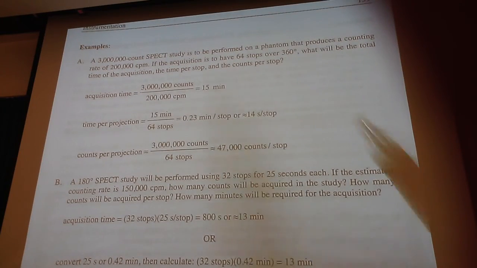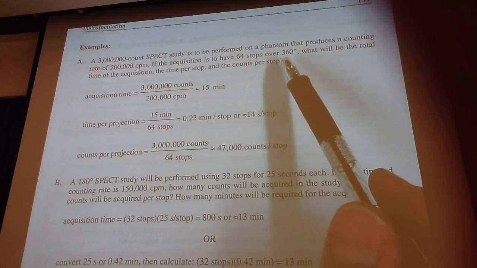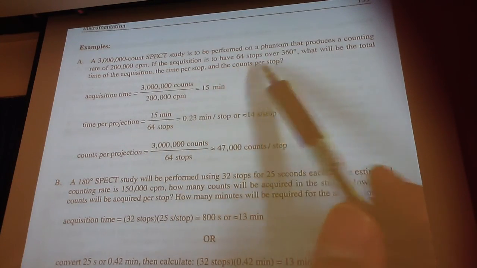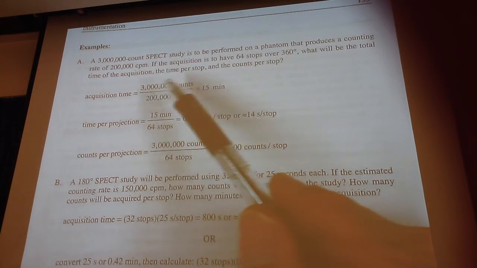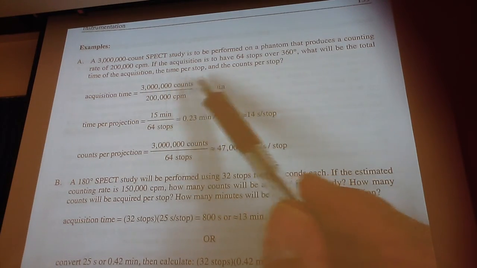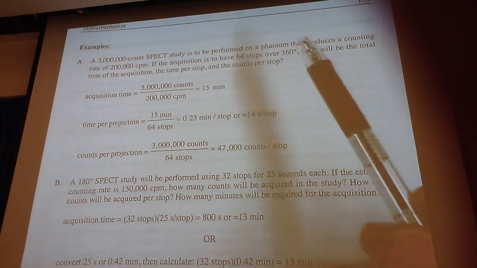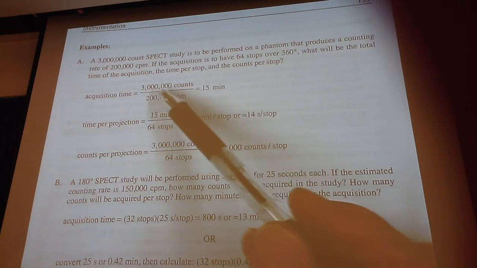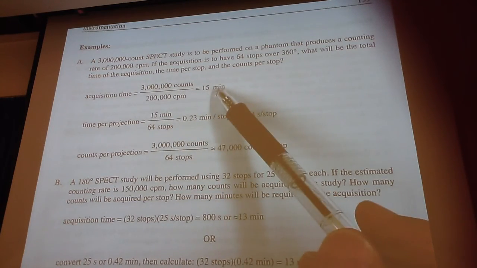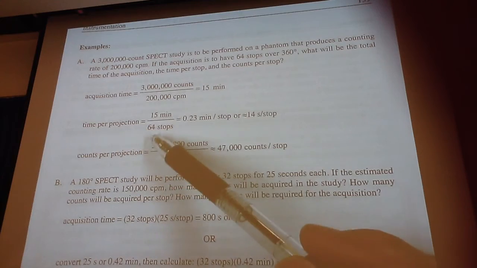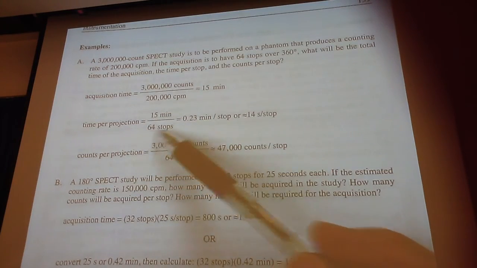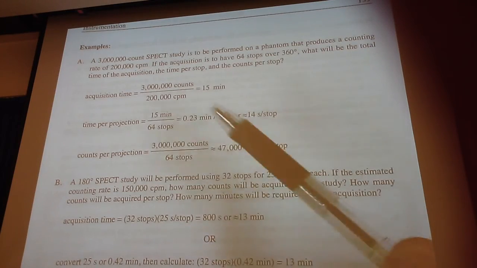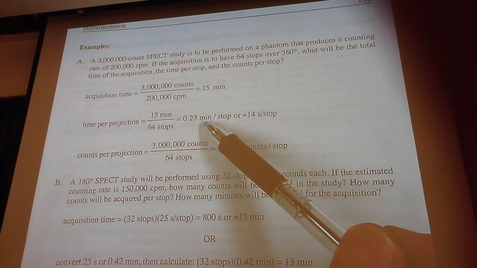Notice it says a 3 million count SPECT study is to be performed on a phantom that produces 200,000 counts per minute. If there are 64 steps over 360 degrees, what is the total time of this acquisition, time per stop, and counts? Well, this is a real simple way to do it. 200,000 counts per minute, 3 million counts, it's going to take 15 minutes. Time per projection, 15 minutes divided by 64 stops. Some people like to play with this, like instead of 0.23 minutes, they'll ask how many seconds is that?